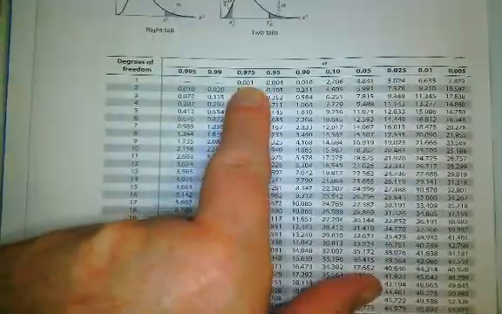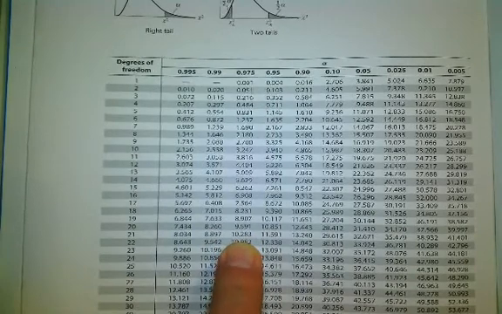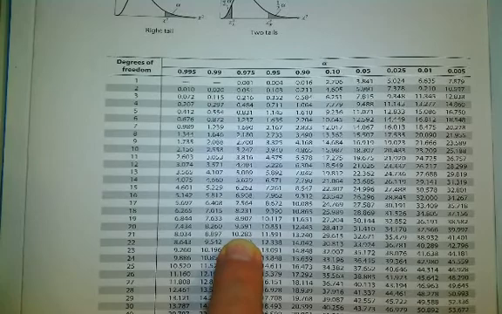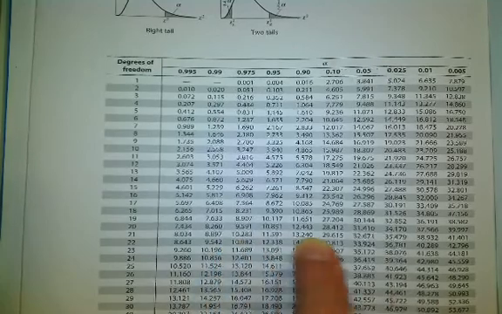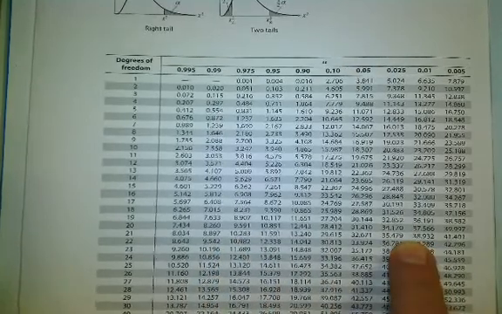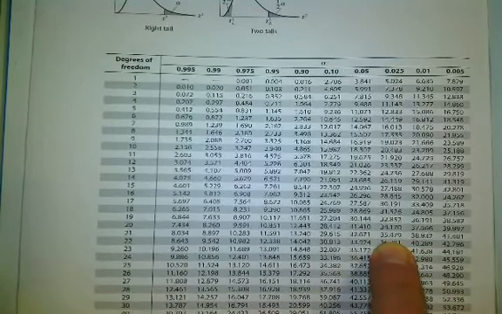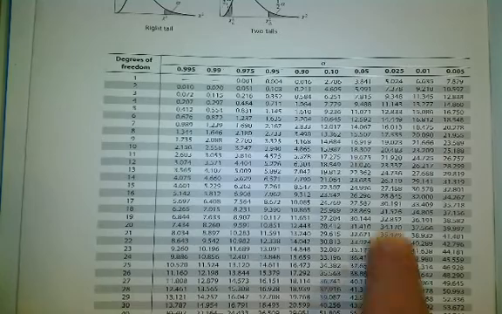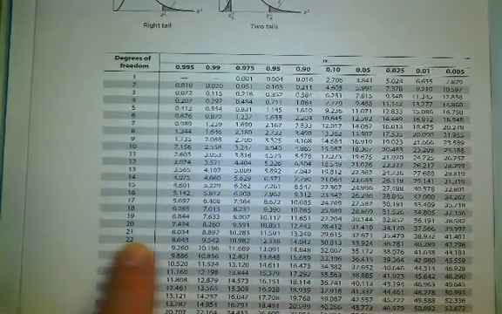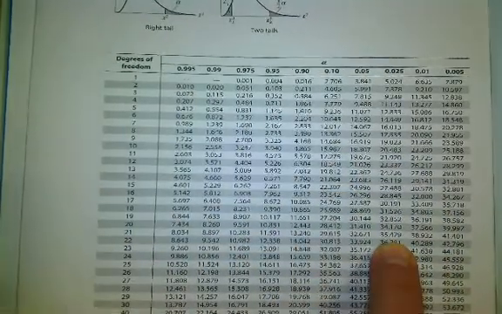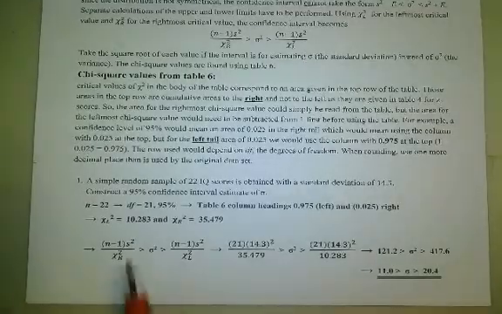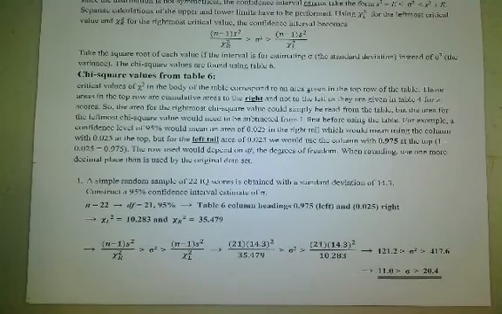So if we look at the 0.975 and go down to row 21, notice that we have 10.283. And then if we go across to the 0.025, again, same row, row 21, 0.025 at the head, 21 here, so we get 35.479. And those become our two chi-squared values.